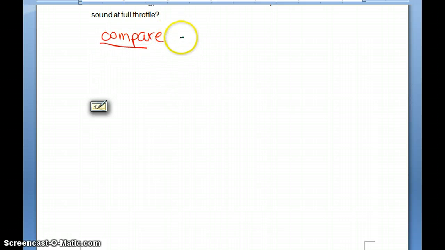So we're going to compare our intensity at full throttle, divide that by our intensity when we're in idle. So that's how we're going to compare there. Okay, so we have IF, divide that by the intensity of when we're in idle. And so we're going to write this as equal.